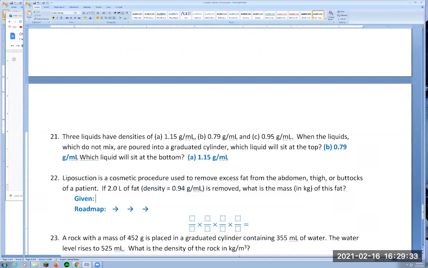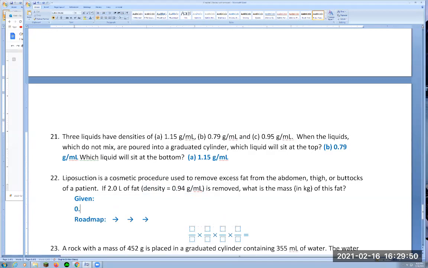So what is the given amount here? The density is always going to be used as a conversion factor, right? Because it's a value with 2 units. It's grams per milliliter. So you can see density as 0.94 grams of fat equals 1 milliliter of fat. That's how you want to read this. So that's the density. And that's not the given amount that you will start the calculation with. The given amount you start the calculation with is going to be the 2 liters of fat here.